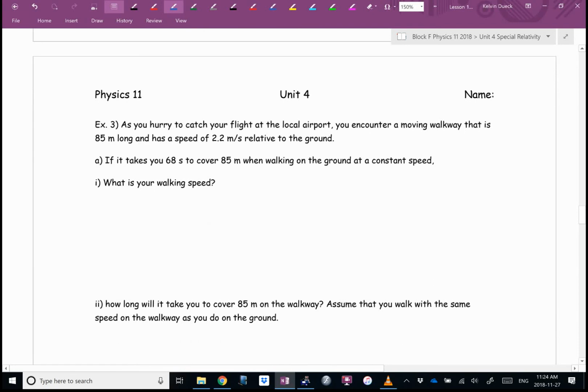Suppose you're at a local airport and you encounter a moving walkway. Now this walkway is 85 meters long and it has a speed of 2.2 meters per second relative to the ground. We would have until today just said it has a speed of 2.2 meters per second because until today we measured everything relative to the ground. What I'm saying to you now, Caleb, is we got to be careful. If it takes you 68 seconds to cover 85 meters when walking on the ground at a constant speed, everybody underline the words constant speed. If I say constant speed, what's my acceleration? Okay.